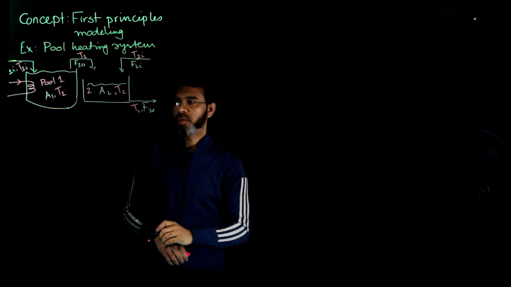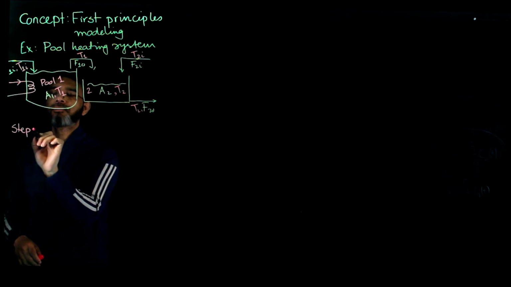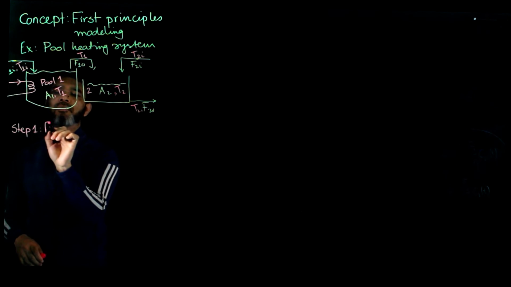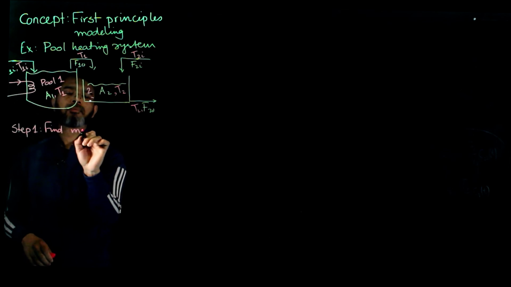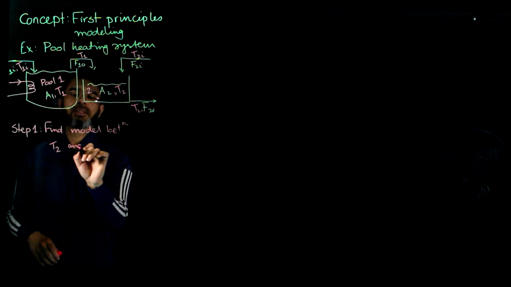So, the objective of the model, that is step 1, is to find a model between T2 and Q.